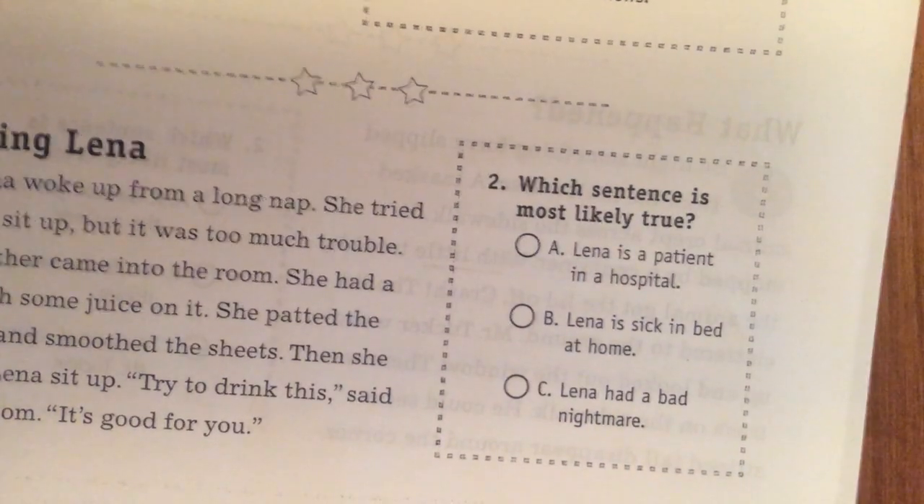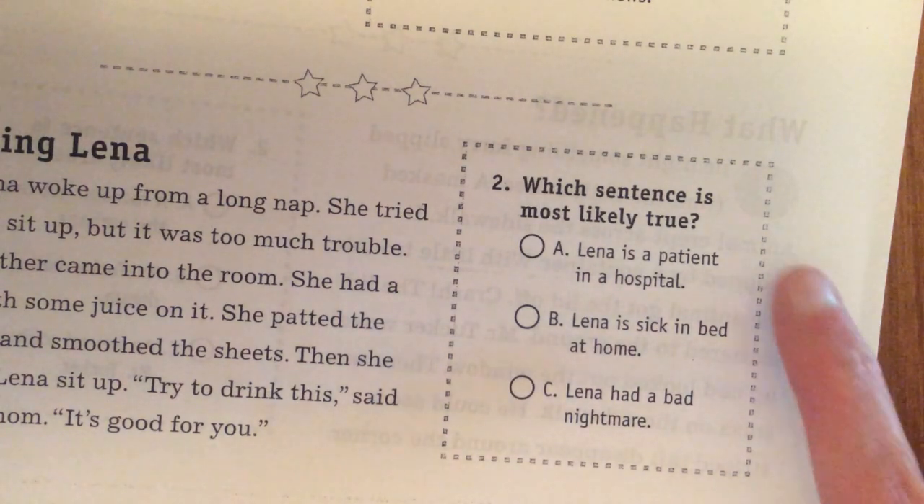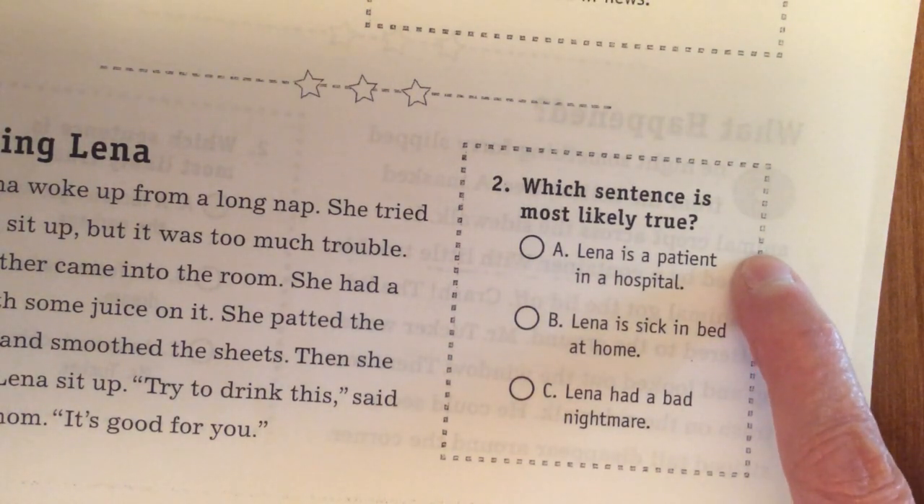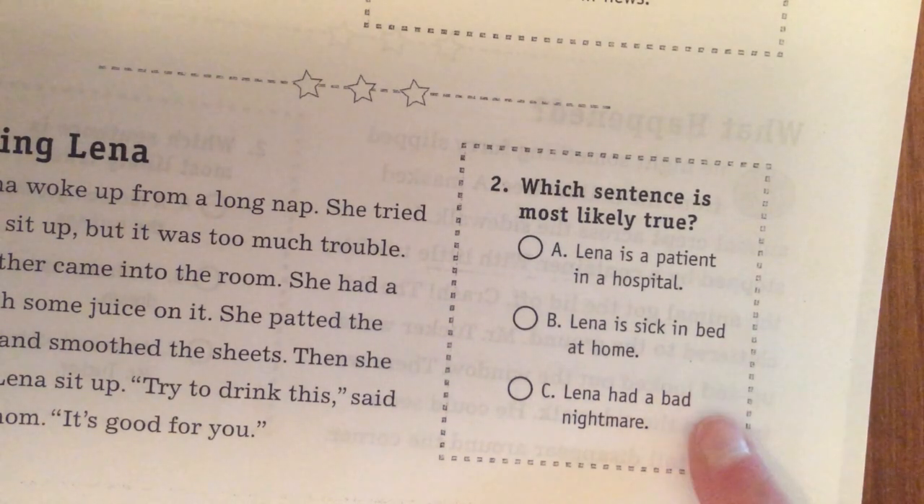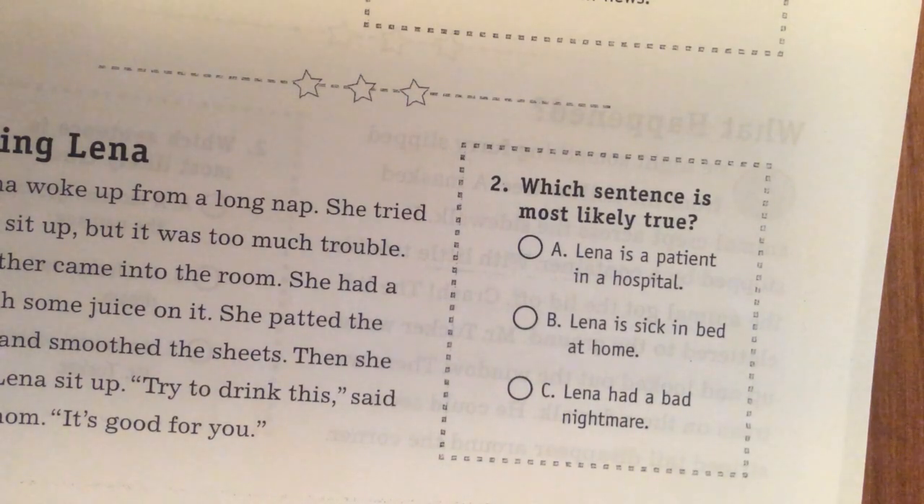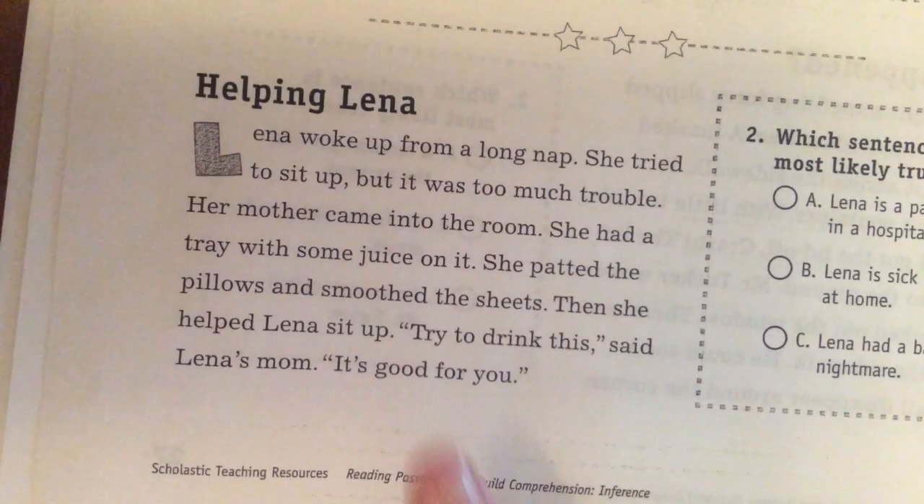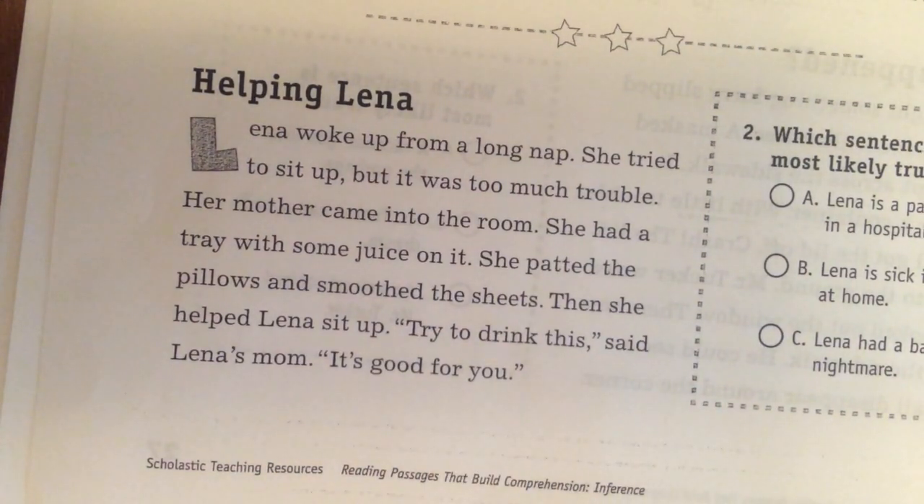Number 2, which sentence is most likely true? Lena is a patient in a hospital. Lena is sick in bed at home. Lena had a bad nightmare. So go ahead, and if you need to, you can always look back in the paragraph and get some clues. So don't just take a guess. Go back in the paragraph so that you can figure it out for sure and prove your answer.